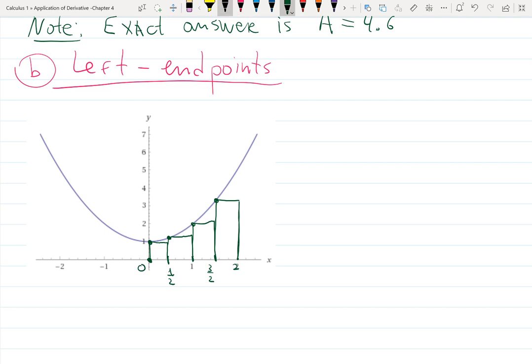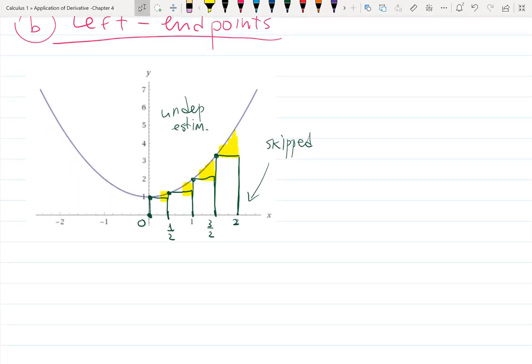And what do you think? It's going to be overestimation or underestimation? It's going to be underestimation because there are too many gaps over here. So I'm expecting to have underestimation. And to point out, this was skipped. 2 was never used as the endpoint. Let's go a little bit faster.